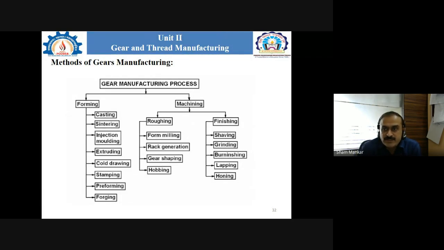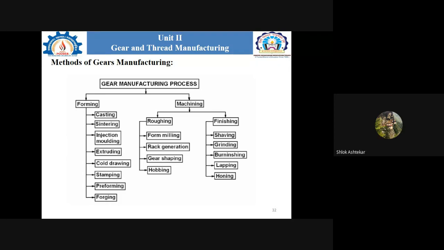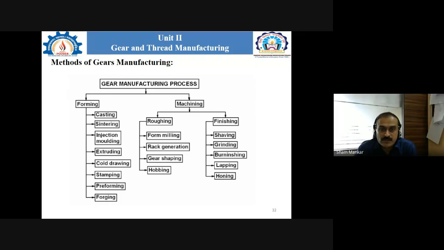slide number 32 is visible to everyone? Yes, sir. Okay, Shantanu. So, if we consider the gear manufacturing process and its classification, the gear manufacturing process is broadly classified into two main categories. The first one is the forming process, and the second one is the machining process, as we are seeing in the current slide number 32.